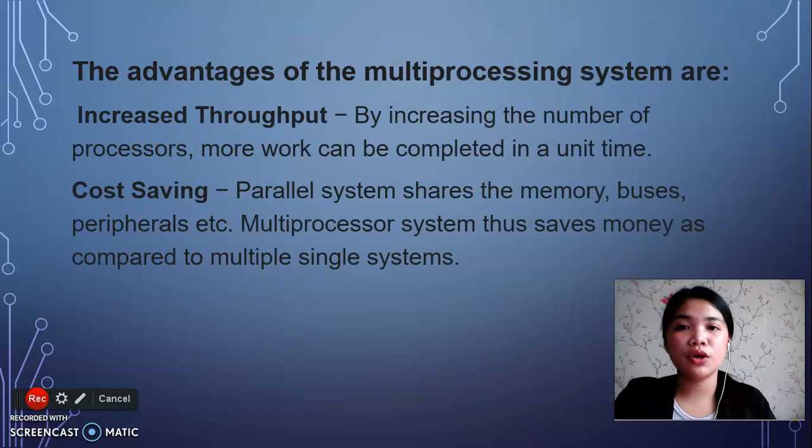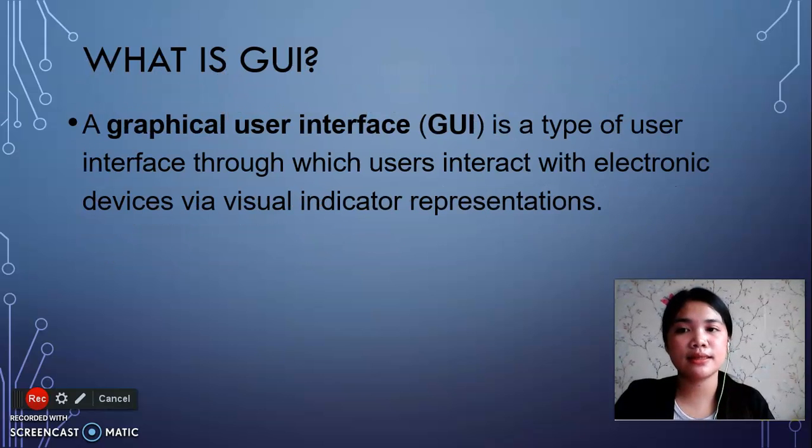The advantages of the multiprocessing system are, first, increased throughput. By increasing the number of processors, more work can be completed in a unit time. Second, we have cost saving. Parallel systems share the memory, buses, peripherals, etc. A multiprocessor system saves money as compared to multiple single systems.